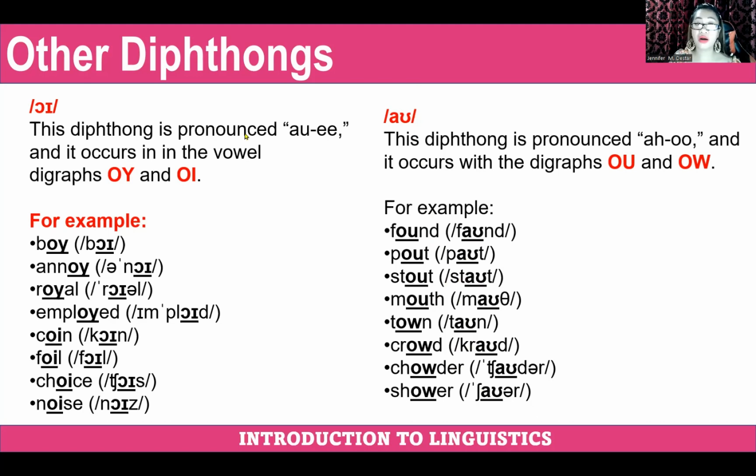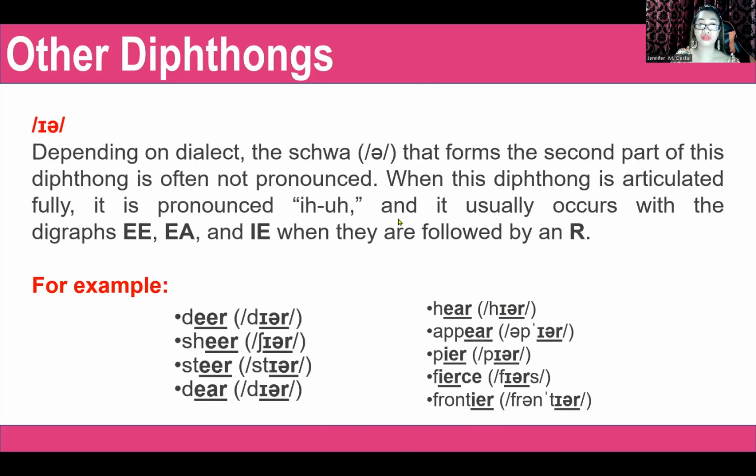Let's now continue with other examples of diphthongs. The E sound. Depending on dialect, the schwa, the inverted letter E, forms the second part of this diphthong. It is often not pronounced. When the diphthong is articulated fully, it is pronounced as in E. The first one, the E. The second one is the E. And it usually occurs with the digraphs EE.